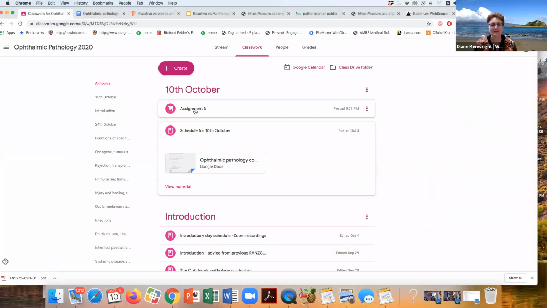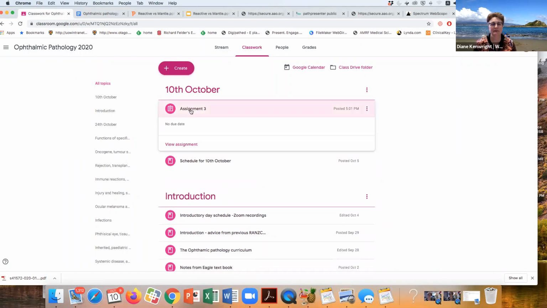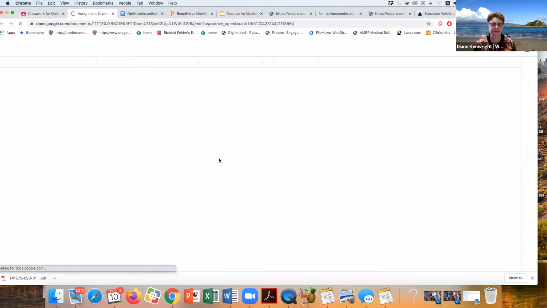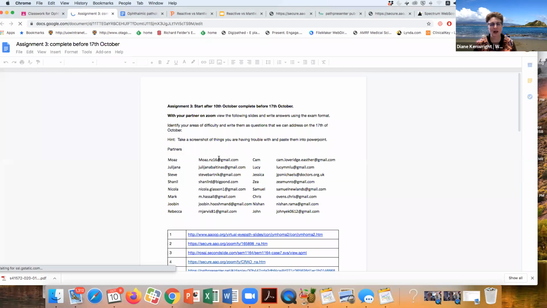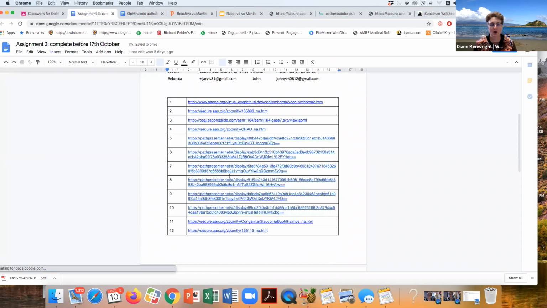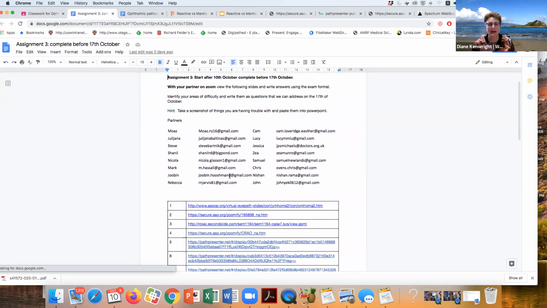So I have another assignment for you. I'm going to share screen. Okay, so here you'll see assignment 3. I've just posted it under the 10th of October. In assignment 3, what I have assigned you is 12 slides. So before you go, 12 slides, this is 2 slides a day for you to look at in pairs.